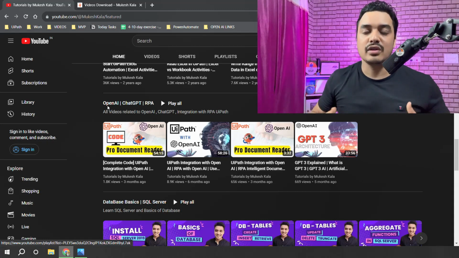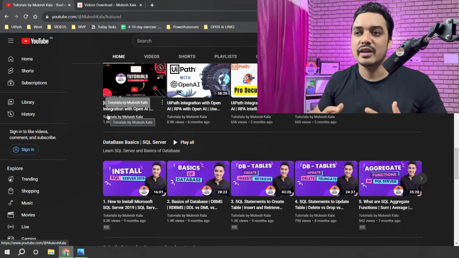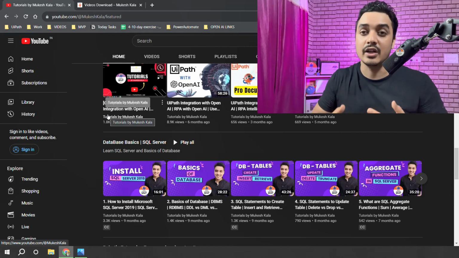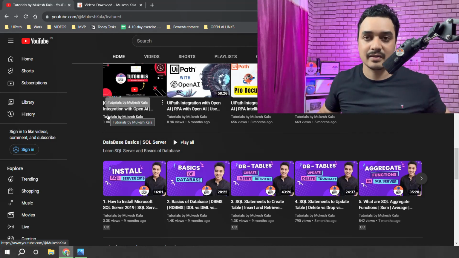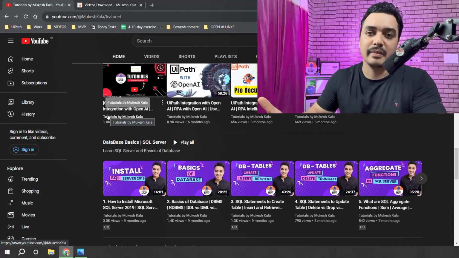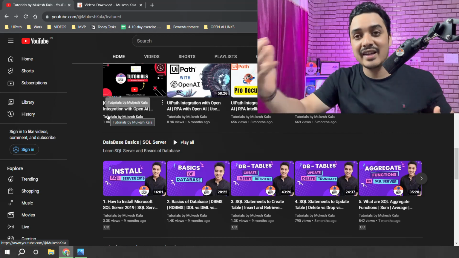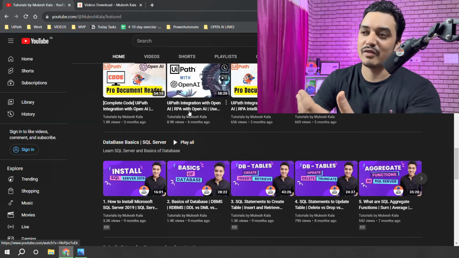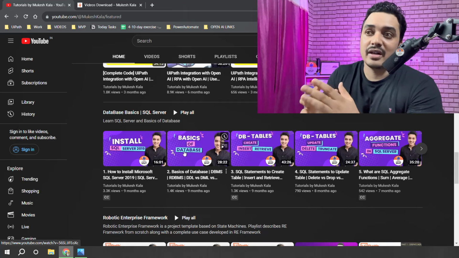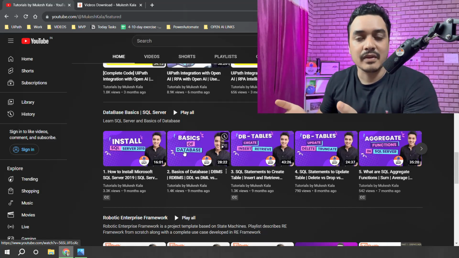There is one common question which I always get: Mukesh, I am working as an RPA developer, what should I learn to enhance my skills? My recommendation is that you should always have knowledge of databases. When I told this to the aspirants or my followers, they had a question: where do I get started? I don't know SQL. I don't know the basics.